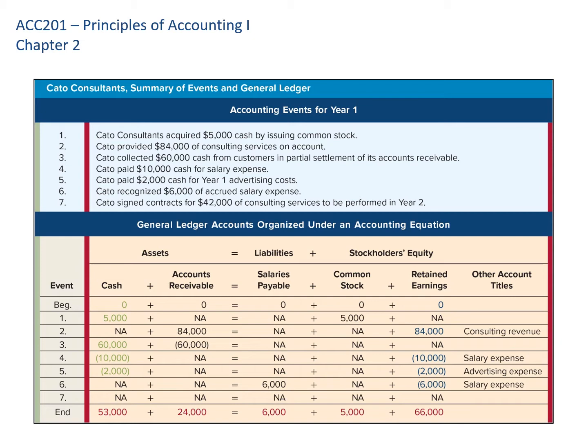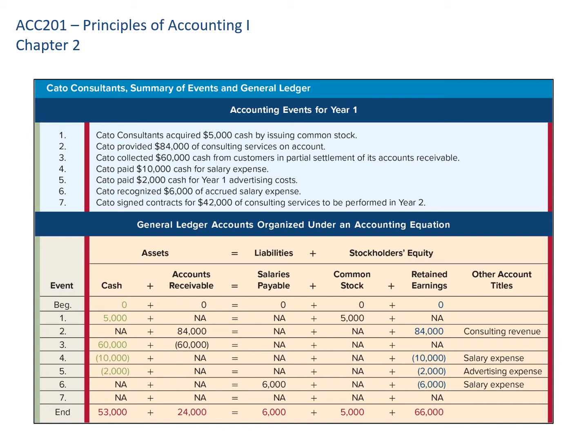all across. That's always the case with a brand new business. So the first transaction, they acquired $5,000 in cash from issuing common stock. So cash goes up and common stock goes up. Common stock is a category that we'll use very rarely, only when we issue stock initially.